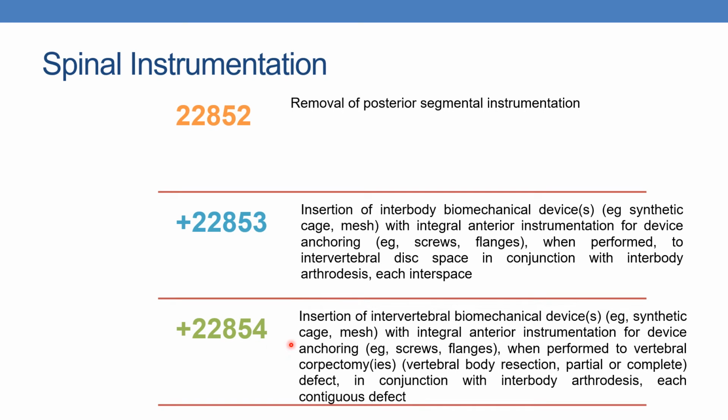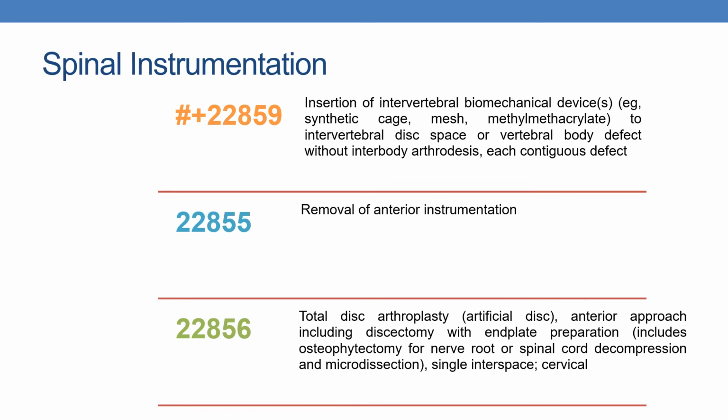Next is plus 22854, insertion of intervertebral biomechanical device, example, synthetic cage or mesh with integral anterior instrumentation for device anchoring, when performed to vertebral corpectomy defect in conjunction with interbody arthrodesis, each contiguous defect. The next is an out of numerical sequence code, plus 22859, insertion of intervertebral biomechanical device, example, synthetic cage, mesh, methyl methacrylate, to intervertebral disc space or vertebral body defect without interbody arthrodesis, each contiguous defect.